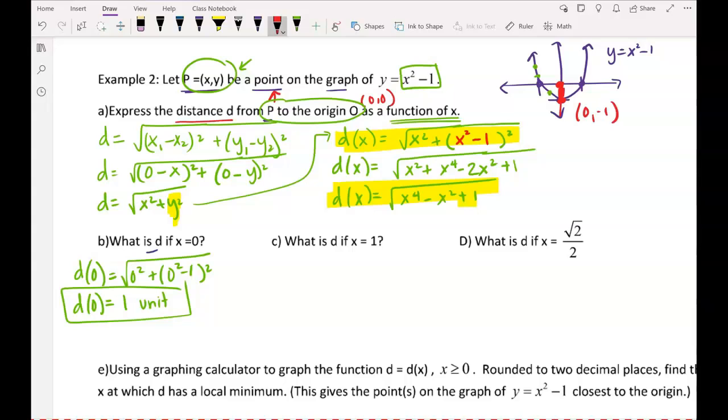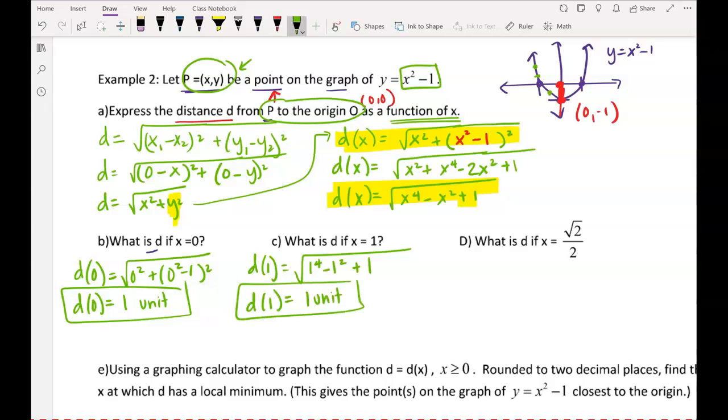C, what is the distance to the origin if x equals 1? Again, you can plug into the first equation or the one that you distributed. It doesn't really matter. Let's do the one that you distributed, just in case you did that. So when x is 1, I plug in 1 here, d of 1: 1 to the 4th minus 1 squared plus 1. This will give us 1 unit.